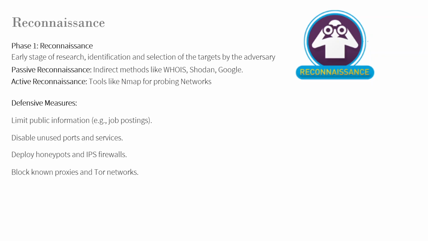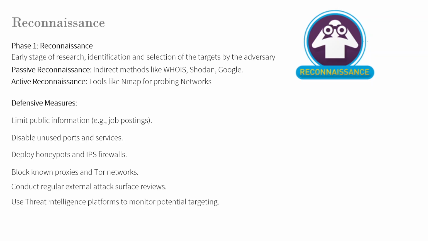Malicious actors often use proxy servers and Tor to hide their IP addresses. Blocking these prevents access from suspicious sources. Conduct regular assessments of what's exposed externally. This helps to identify and fix vulnerabilities before attackers find them.